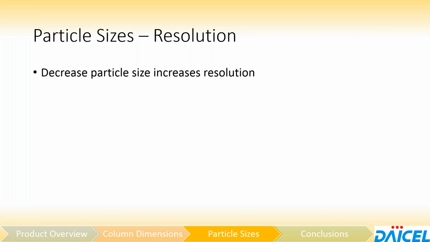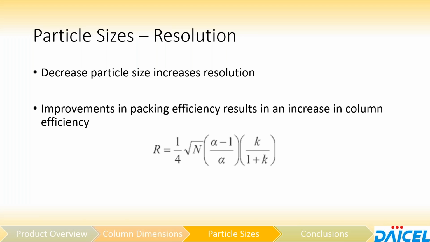All right, so let's move on to talking about particle sizes and changing particle sizes. We started the column dimensions off with resolution, so we'll start particle sizes off with resolution as well. If we decrease our particle size, we should expect to see an increase in resolution. The improvements in packing efficiency result in an increase in the column efficiency. By that I mean smaller particles pack more efficiently than larger particles do. And because smaller particles pack more efficiently, we will see an increase in the number of theoretical plates, n.